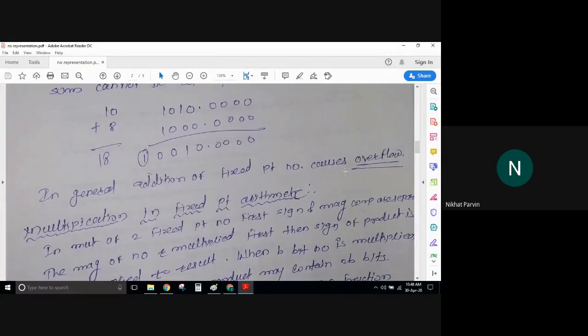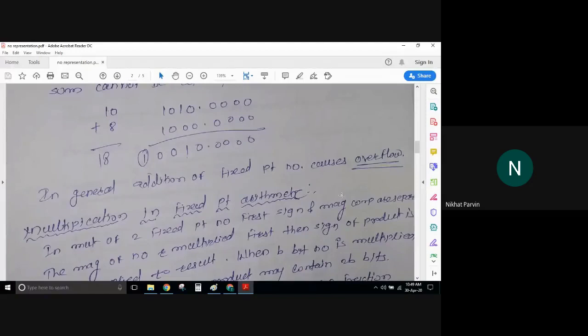In other words, I can also say that when a B bit number is multiplied with a B bit number, the product contains two B bits, right? So again, there is a problem, because I am having only 8 bits and I may get an output of 16 bits, right? For 8 bits, I am getting 16 bits at the output of the multiplication. So definitely again we suffer with a problem in multiplication when we are using fixed point arithmetic.